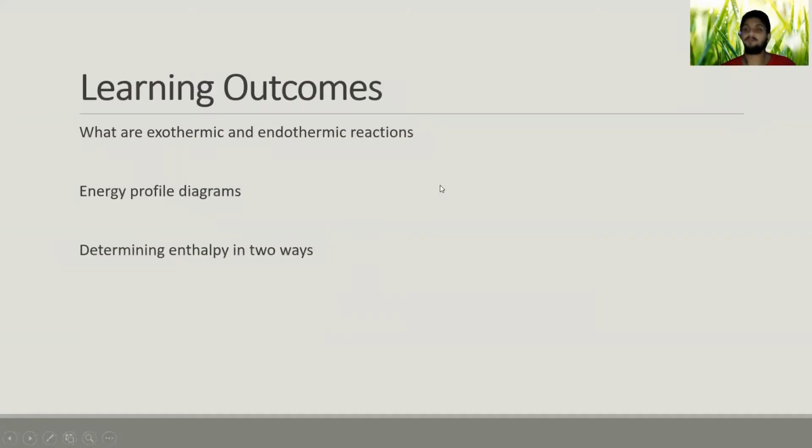All right. So by the end of the video, you'll be able to recognize what exothermic and endothermic reactions are. Then, in order to represent them, we use something called energy profile diagrams, so you would know how to represent them in energy profile diagrams. And finally, we will learn how we determine the enthalpy of a chemical reaction. There are two ways to do it, so we'll discuss both ways that are possible to determine it. All right, let's move forward.